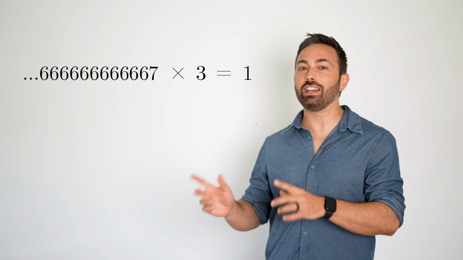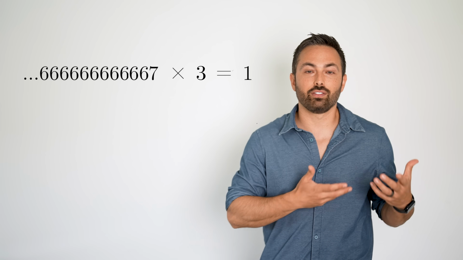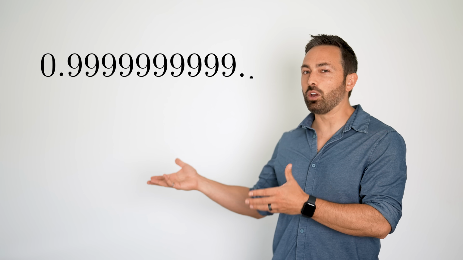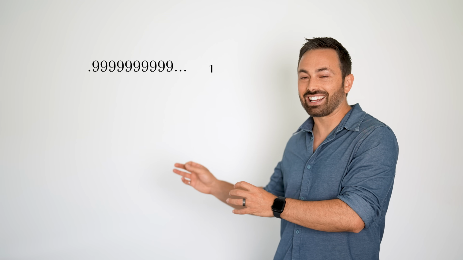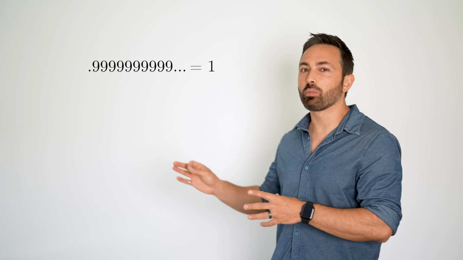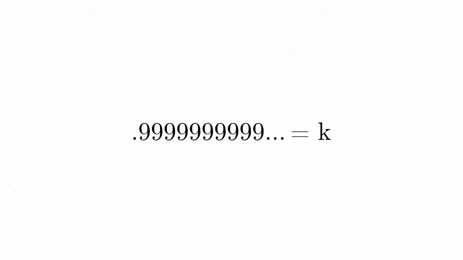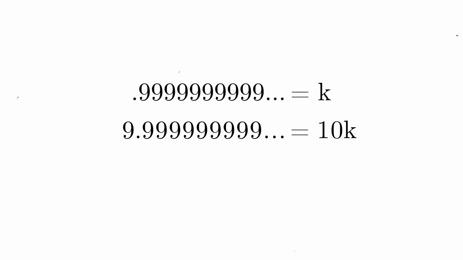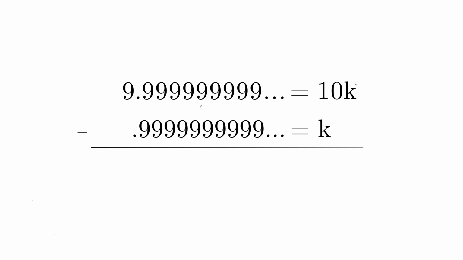This looks similar to the infinite digits we're used to going off to the right of the decimal point, like 0.9999999 repeating. What does this equal? Well, I'll claim that it's exactly equal to 1. But how do we prove it? Let's call this number k and then multiply both sides by 10. So now we've got 9.999 repeating equals 10k. Now subtract the top equation from the bottom one to get 9 equals 9k. So k equals 1. This is a fairly standard argument for why 0.999 repeating must be exactly equal to 1.